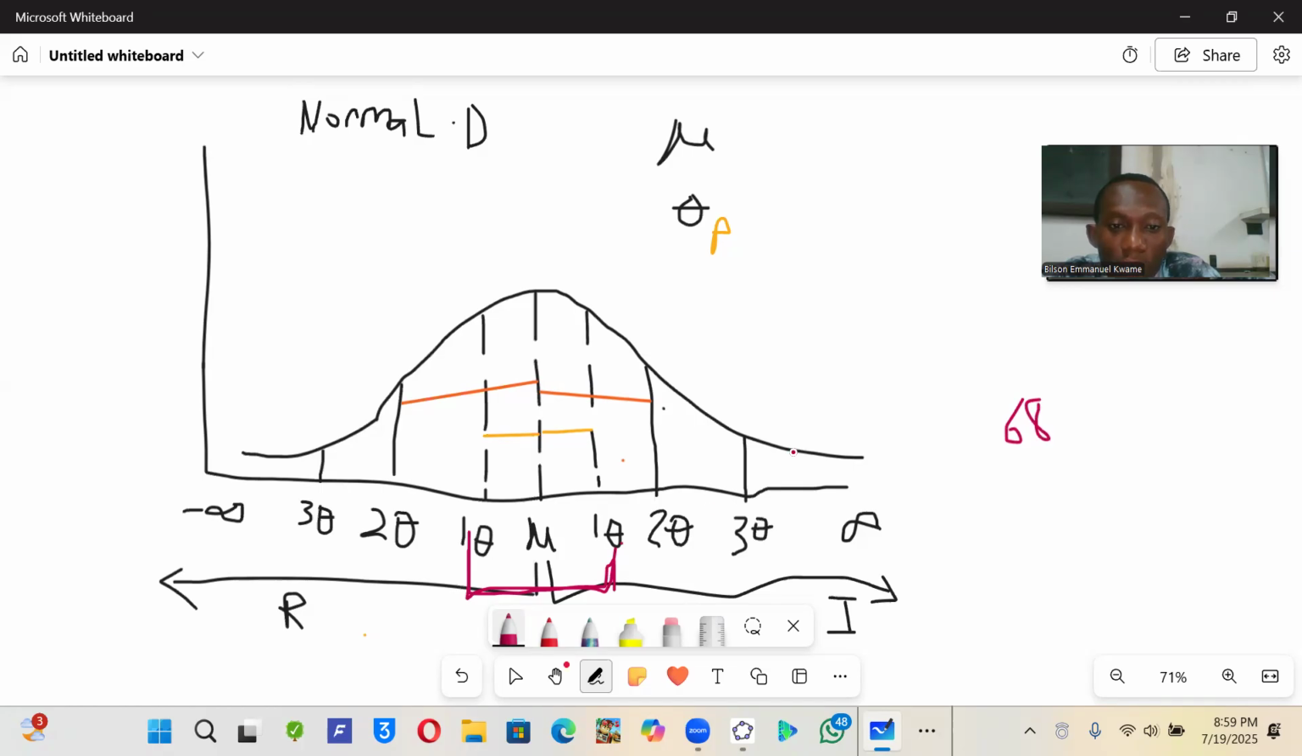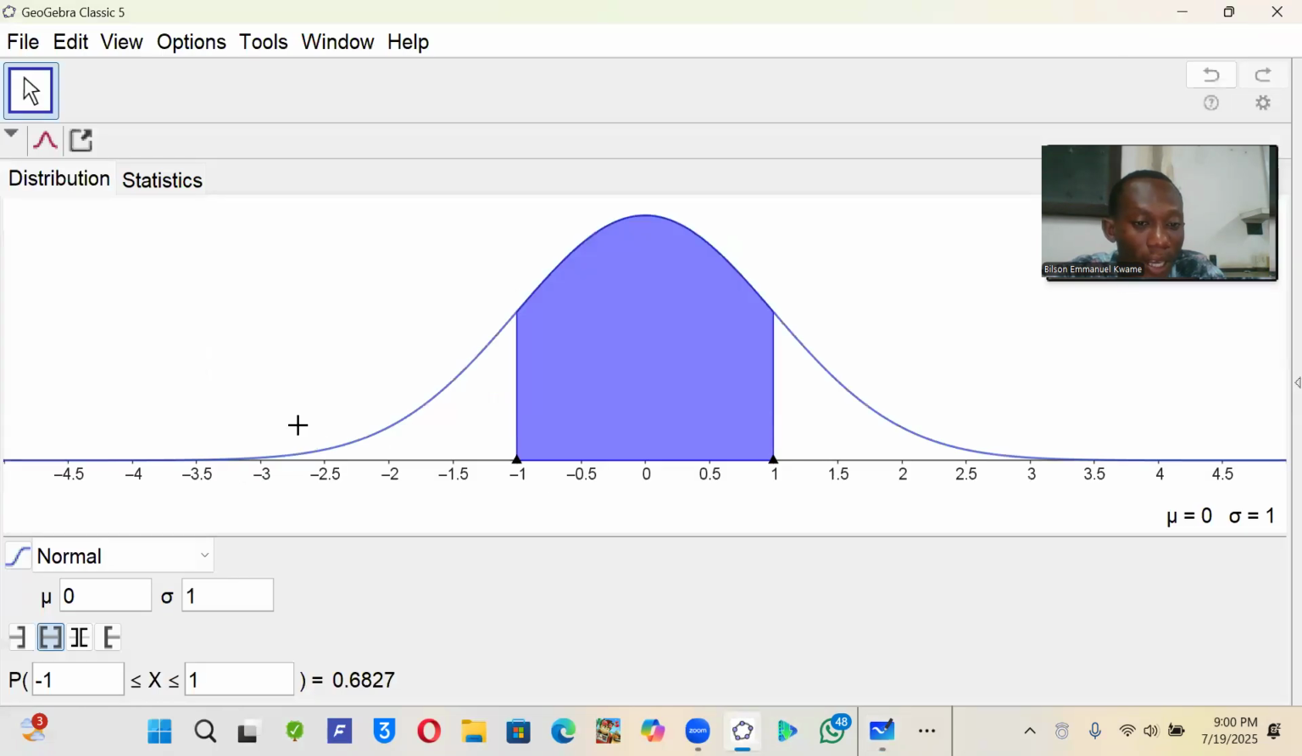So in this case, we are going to use the GeoGebra to get to know it, right? When the probability is between the deviation 1, it is 1, 1 from here. So what do I mean by that? Let's come to the GeoGebra app. If we come here, you can see that the default mean that they've given us is 0, and the standard deviation that they've given us is what? 1.